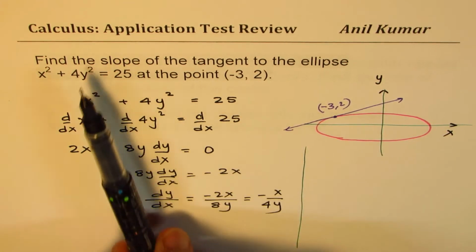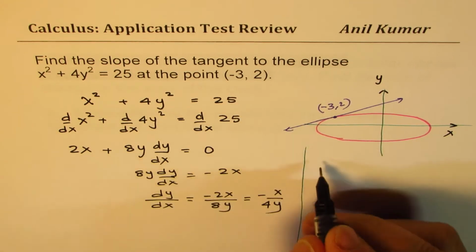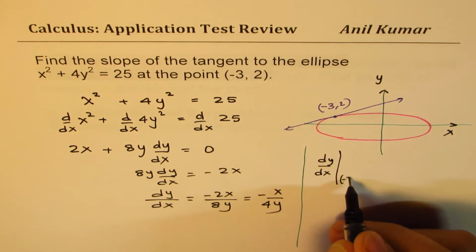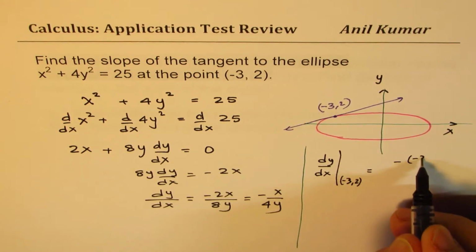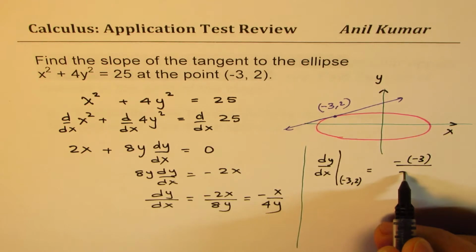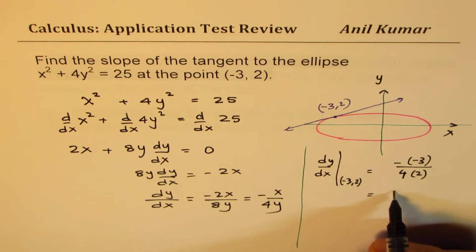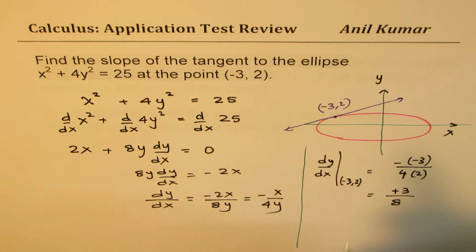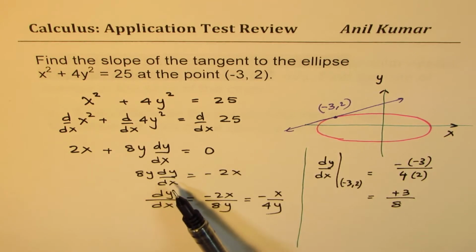Now we need to find the slope of the tangent line at a given point. So we'll substitute these points. So we saw dy/dx at the given point (-3, 2) is equal to, we'll substitute -3 for x, and let me write 4 first, 2 for y, and that gives you minus minus is plus, right? So plus 3 over 8. So as you can see, the tangent line has a positive slope, and it makes sense. So that's a kind of review on implicit differentiation.